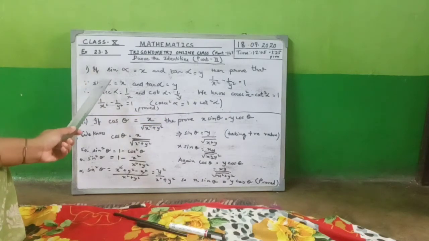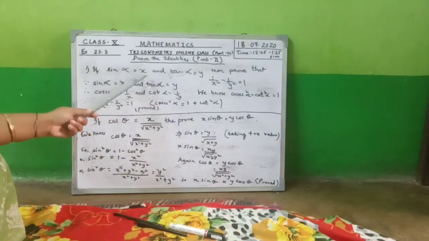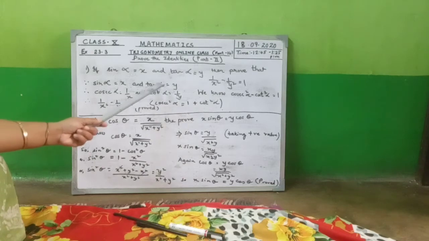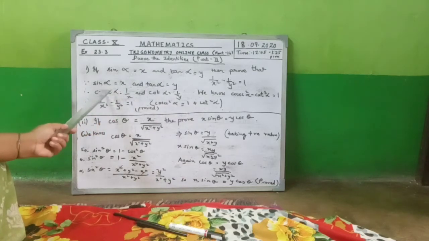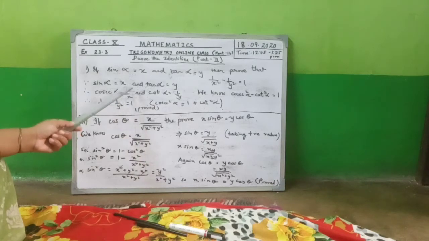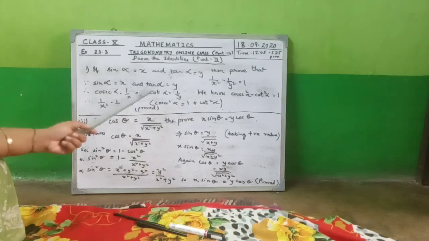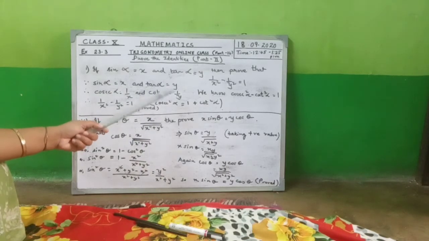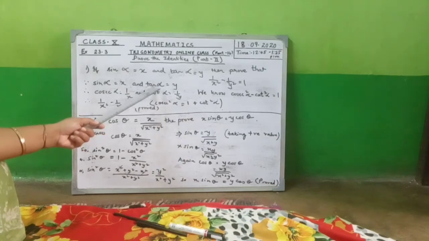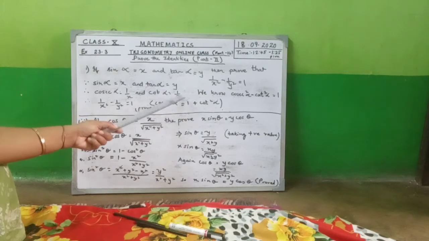Now sine alpha is equal to x. It is given over here, and tan alpha is equal to y. Instead of sine, what can we write? Cosec. Cosec alpha is equal to 1 by x. Why have I written cosec? Because the reciprocal of sine is cosec, and instead of tan, to get 1 by y, I will use cot. Cot alpha is equal to 1 by y.